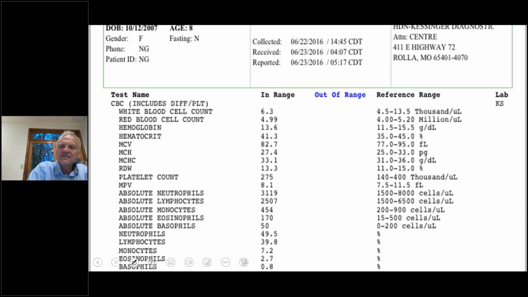So her white blood cell count was a little bit low for an 8-year-old. The platelet count was above 250, and lymphocyte should be 60-30. She's 49-39, so she's about 40. So that does fit, and her monocytes are high. That fits a pattern of a virus.